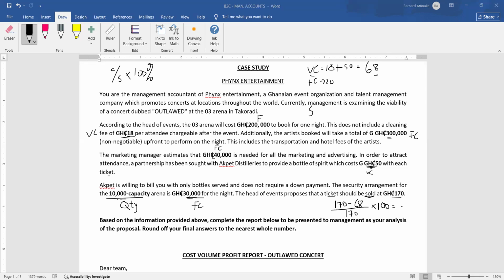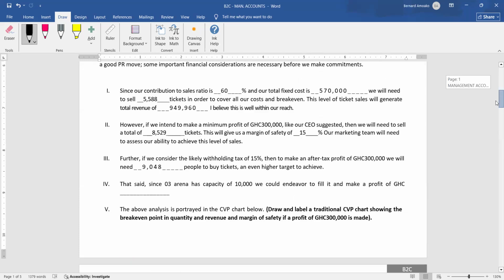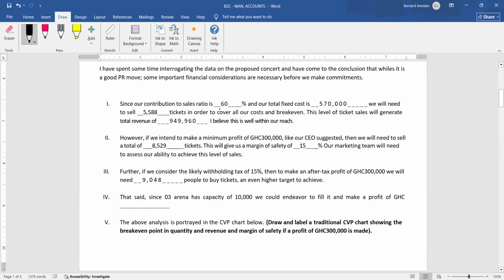So please, what do you have? How many percent do you have? 170 minus 68 over 170. That's 60%. Okay. So do you agree with the 60% for the first question? Yes, that's correct.